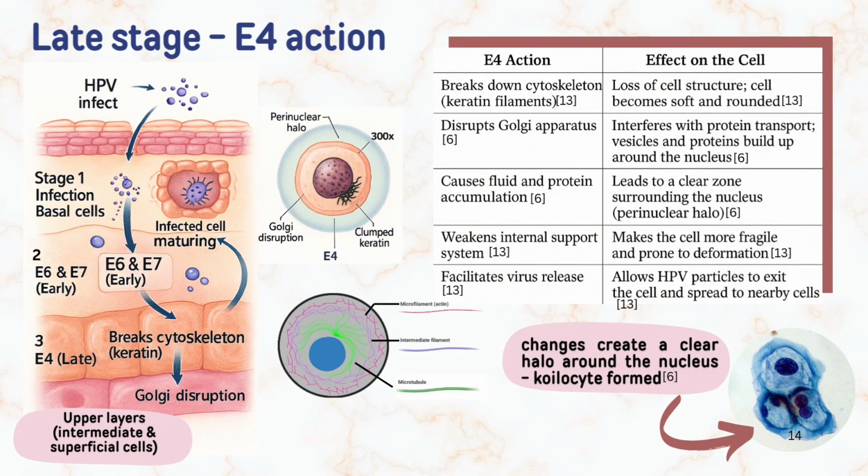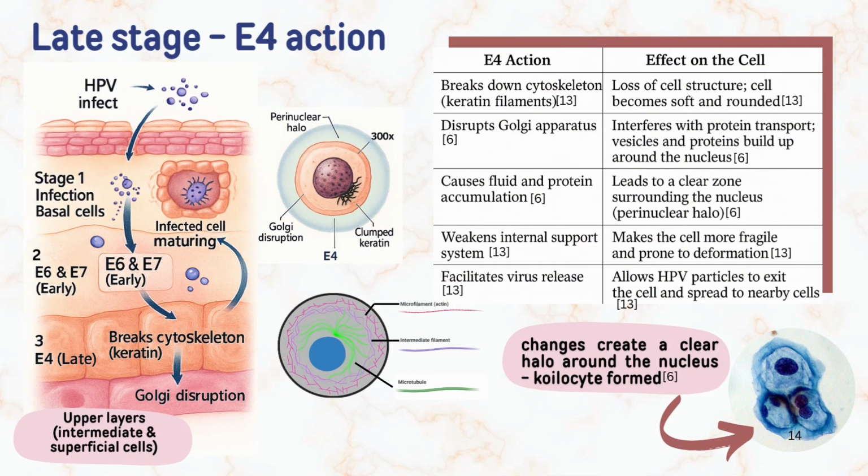It also causes fluid and protein accumulation. Because of the disrupted Golgi and broken cytoskeleton, the cell cannot move materials properly. This causes protein and fluid accumulation around the nucleus, creating a clear and shiny empty space called the perinuclear halo. It also weakens the internal support system. The breakdown of internal filaments and organelle destruction makes the cells fragile and less resistant to pressure, contributing to the abnormal, distorted appearance of koilocytes.